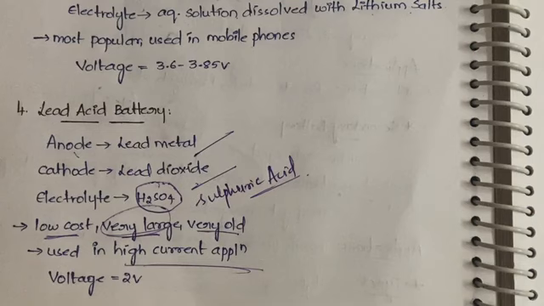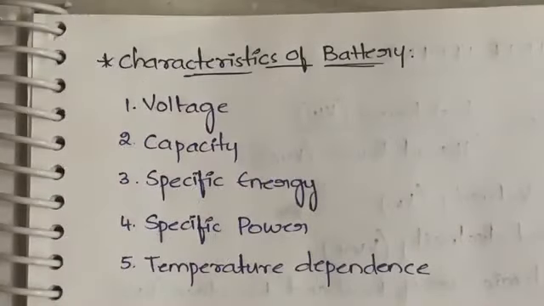It is used in high current applications. Now let us see what are the characteristics of a battery. That means when you are buying a battery or choosing a battery, what are the things that you need to take into consideration? What are the characteristics that a good battery should have? Okay, so let us see.